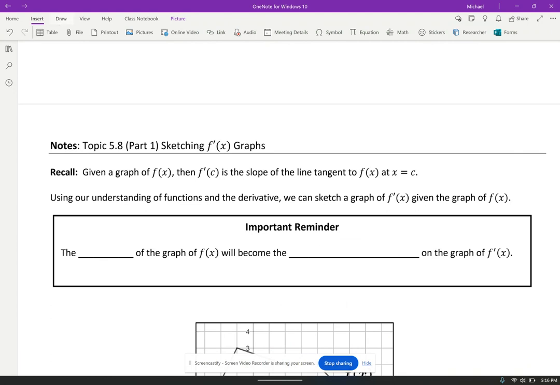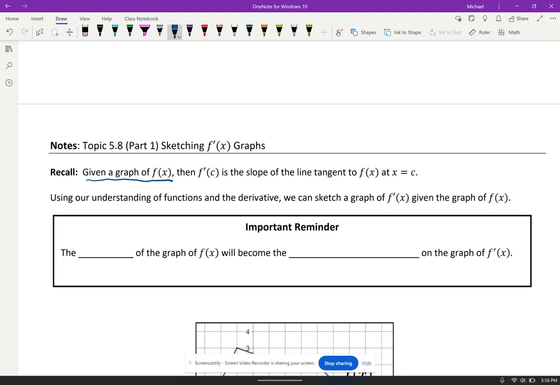So if we're given the graph of any function, we've got to remember that whenever we take the derivative at a specific point, we're actually looking for the slope of the tangent line. This means that we're looking for the slope of the tangent line of that function at that x value. We're calling it that x value c.